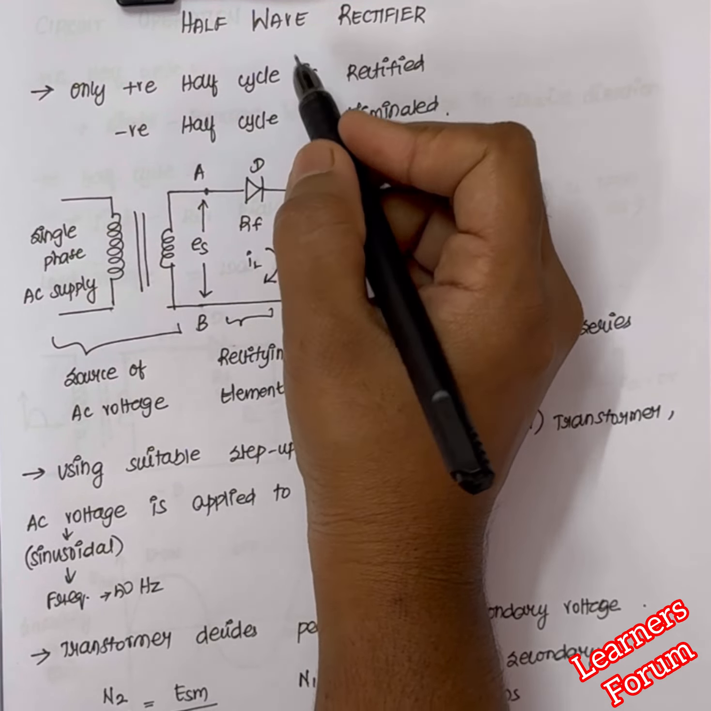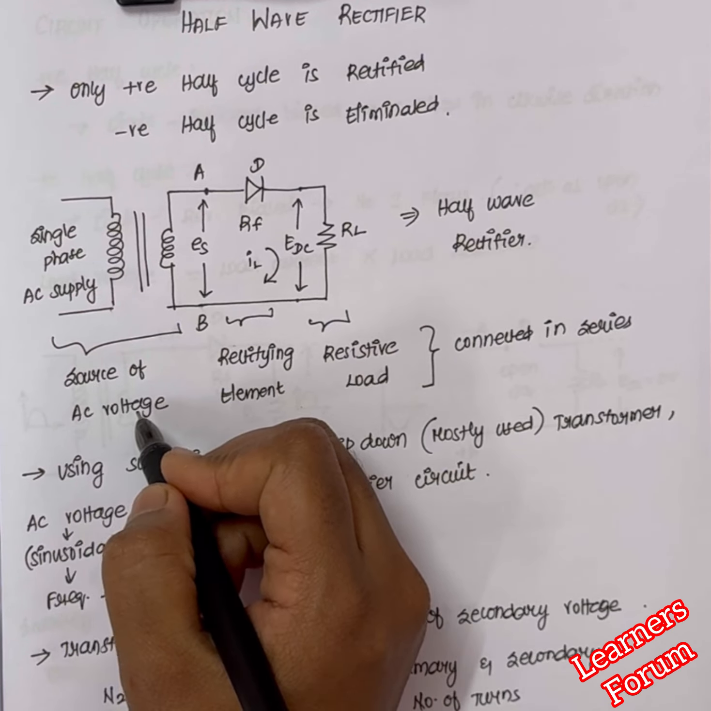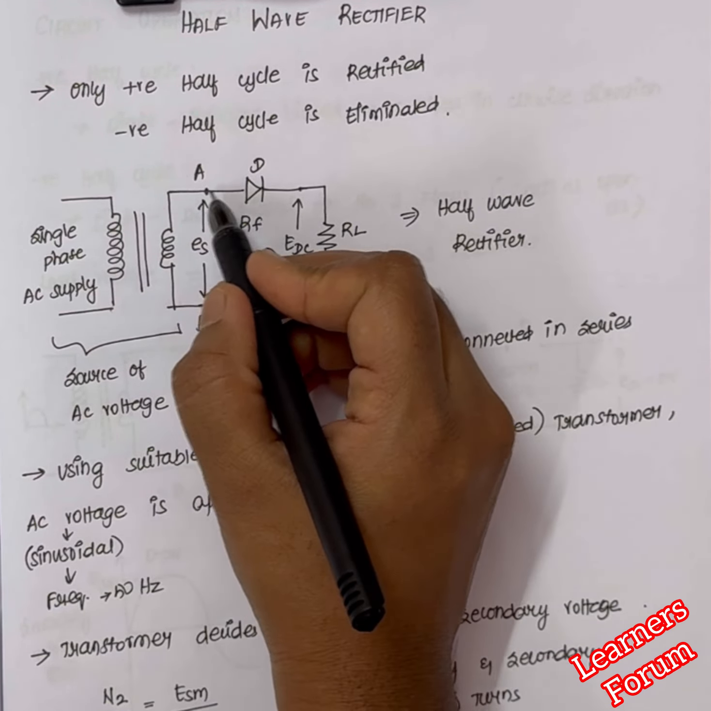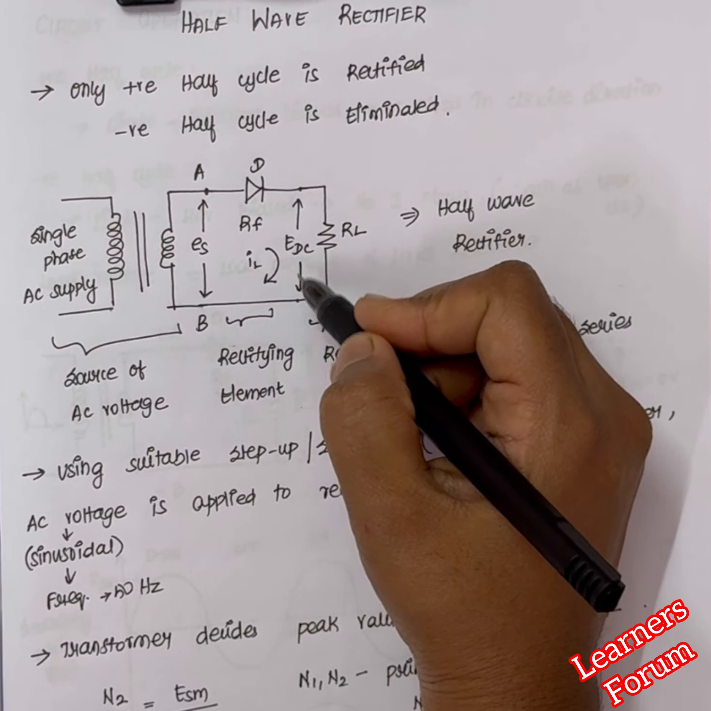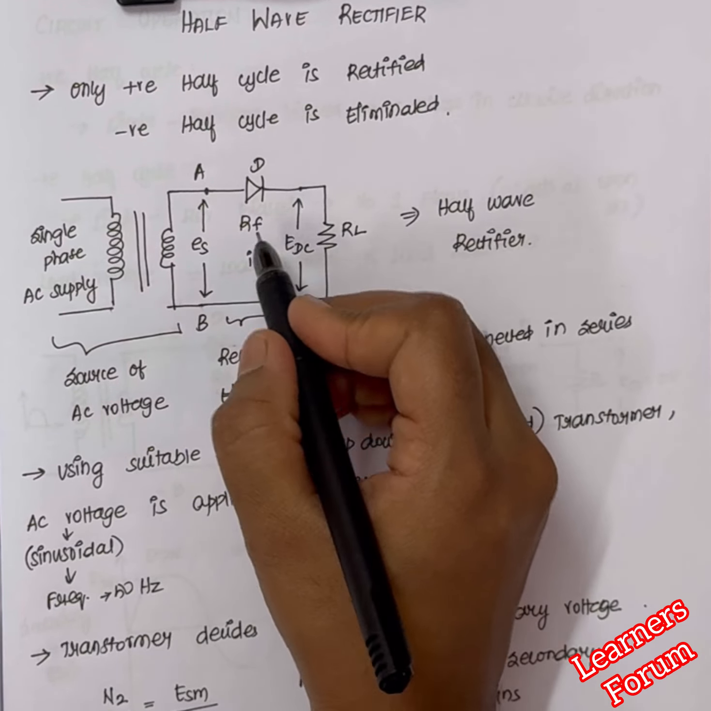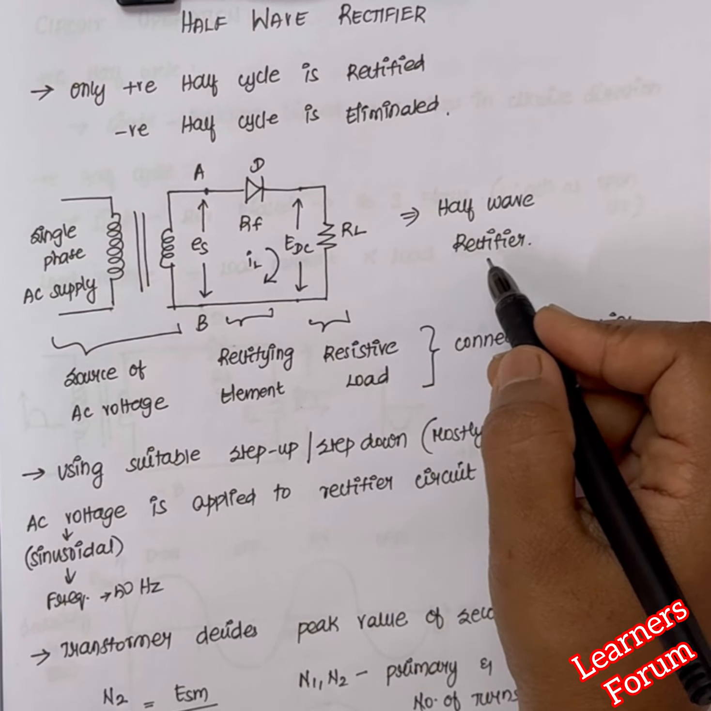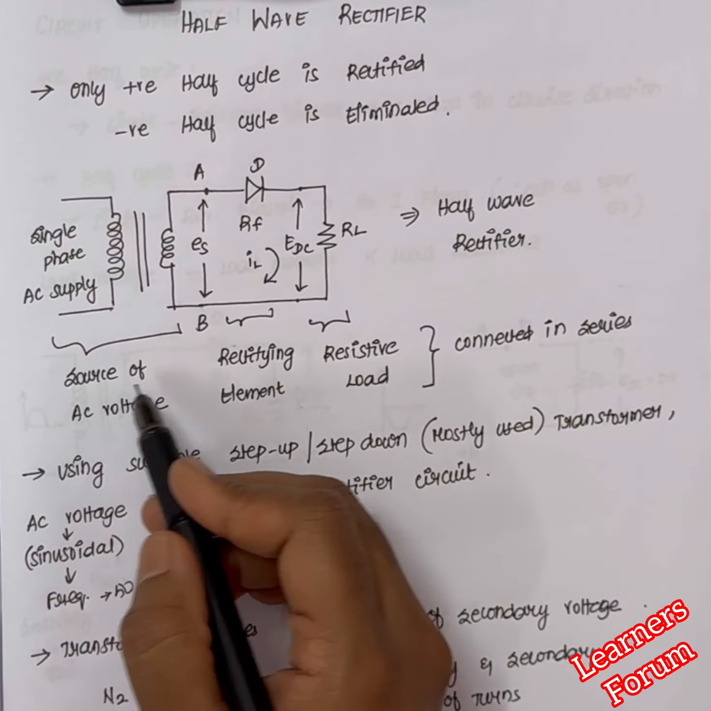Here we will have a single phase AC supply as a source of AC voltage, and in the rectifying element this AC voltage will be supplied to the diode, which has a forward resistance of RF. The third part will be the resistive load, where we will have the voltage across the element as EDC, and the load current flowing here will be IL. So this is the basic construction of a half wave rectifier. We will have all the three elements, that is the source of AC voltage, rectifying element and resistive load, connected in series.